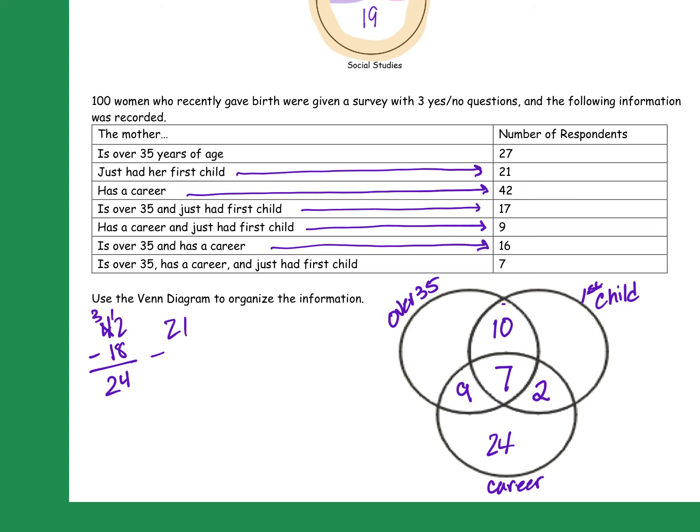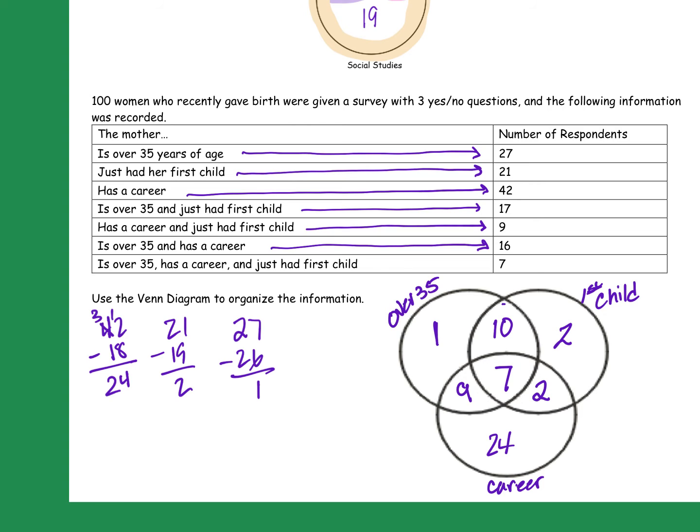And then had their first child should be a total of 21. And that's 17, 18, 19. Subtract 19, 19, 20. That should be a total of 2. And then is over the age of 35 is a total of 27. And that's 10, 19, 26. So that's a total of 1 that's over the age of 35.